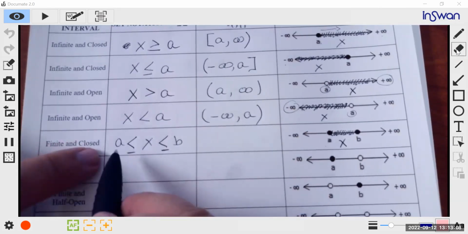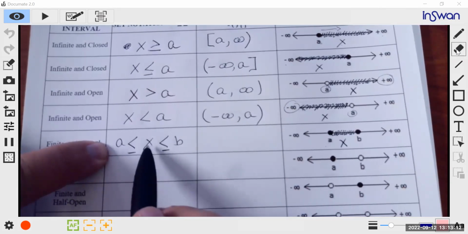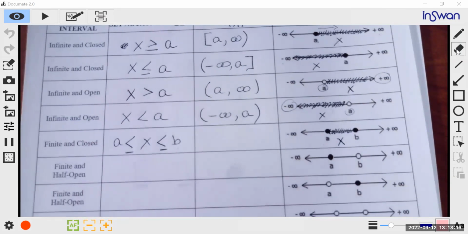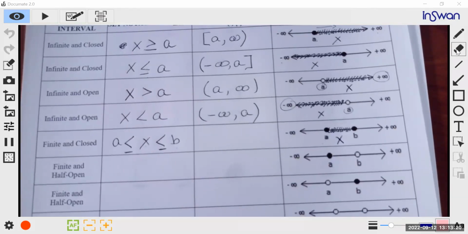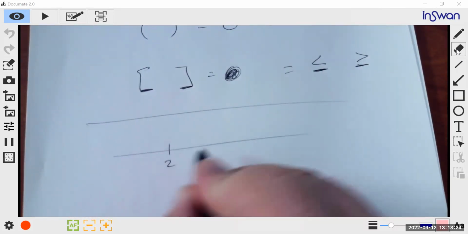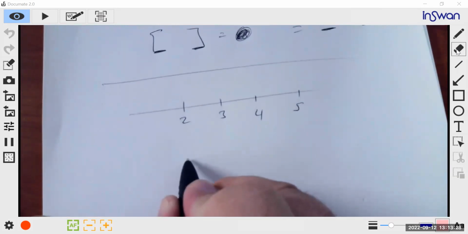What this says is I begin at A. I can use A in my list, and I can continue X all the way till I get to B, and I can use that number. I'll show you what that means. Two, three, 4, 5.